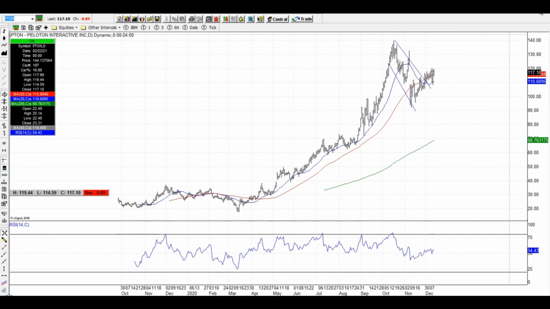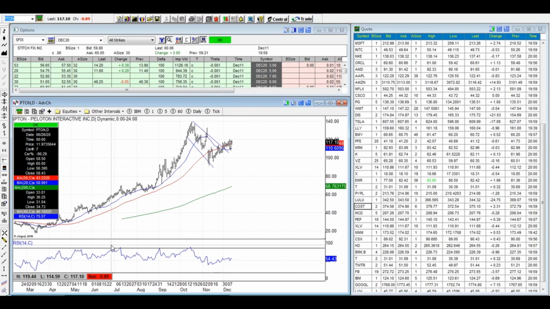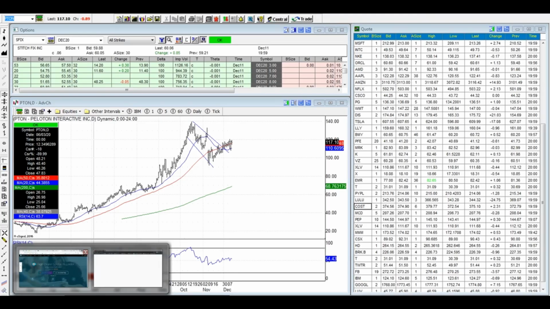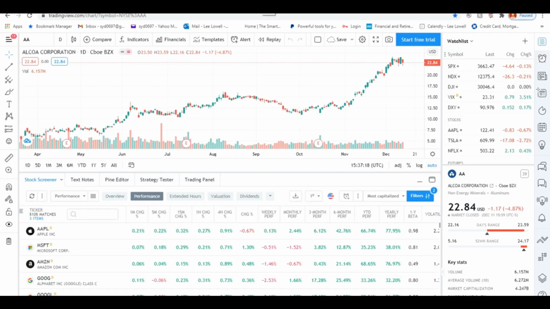Let's take a look at some websites that I have for you. Give me a quick second here. Okay, so let's take a look at some websites here for you.